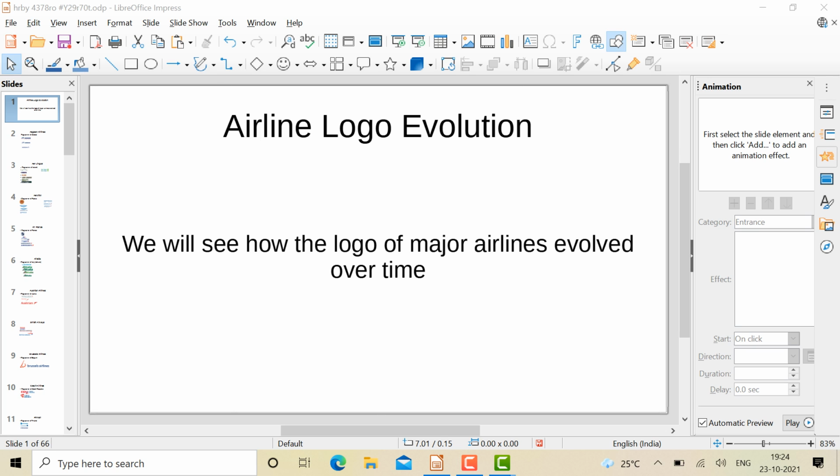Today we'll see a completely new topic which we haven't covered yet, the evolution of airline logos. We'll see how the logos of major airlines evolved over time. I couldn't of course cover all the airlines.